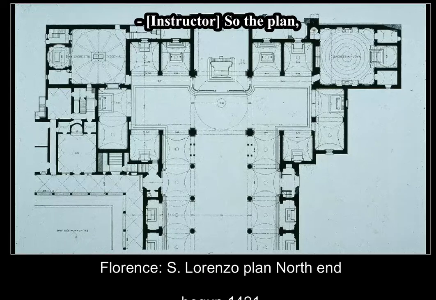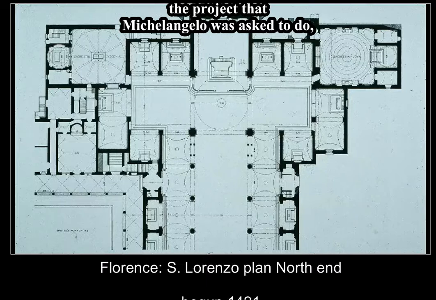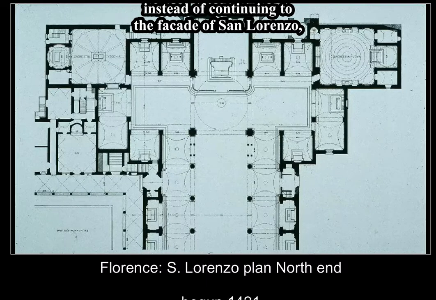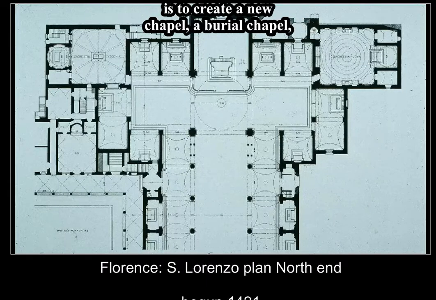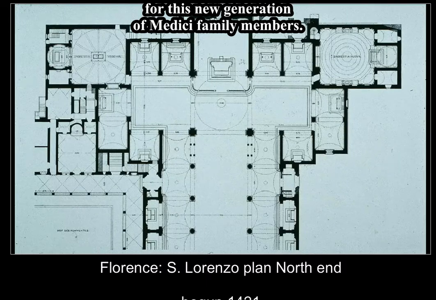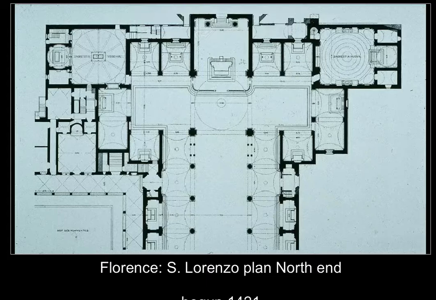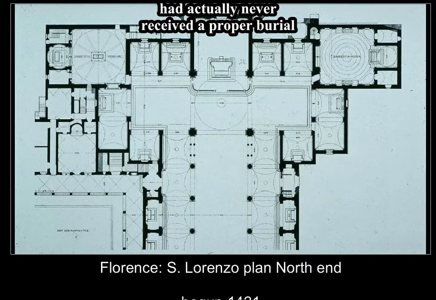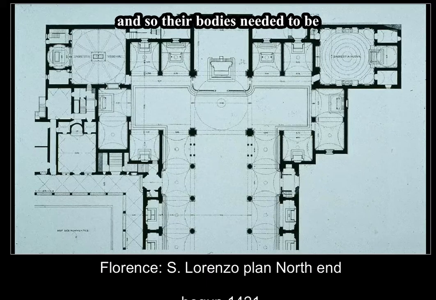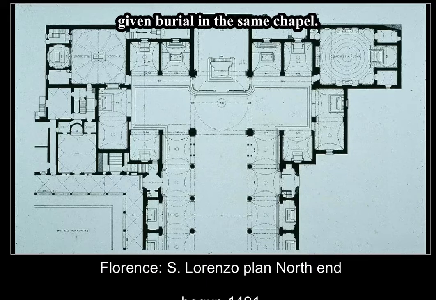So the project that Michelangelo is asked to do, instead of continuing to the facade of San Lorenzo, is to create a new chapel, a burial chapel for this new generation of Medici family members. Plus, Lorenzo the Magnificent and Giuliano de' Medici had actually never received a proper burial, and so their bodies needed to be given burial in this same chapel.